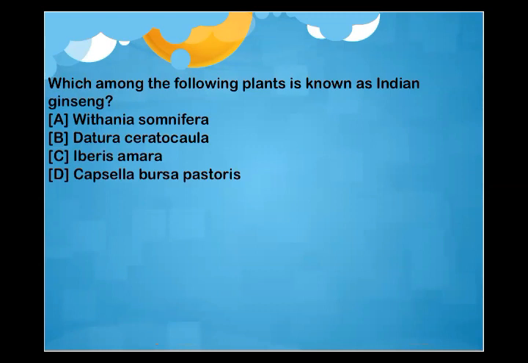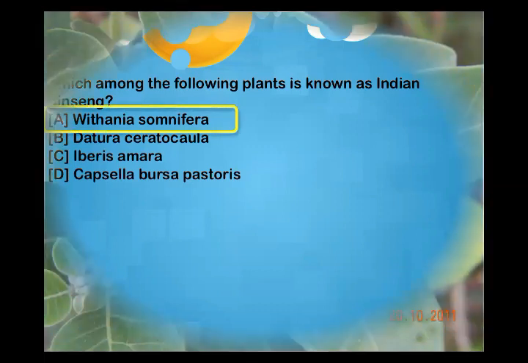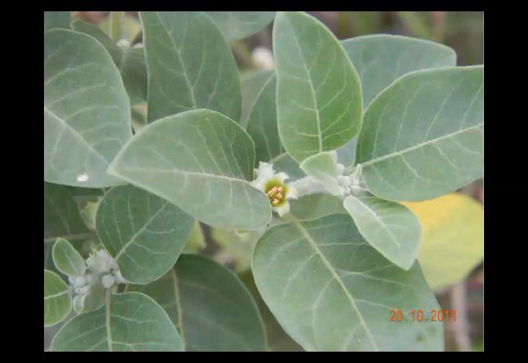Which among the following plants is known as Indian ginseng? Withania somnifera, Datura ceratocarpa, Hybris amara, Capsella bursa-pastoris. The answer is Withania somnifera. In Tamil, it is called Amukkara kizhangu, which is also called the Indian ginseng, having the same property and also used as an immunity booster.